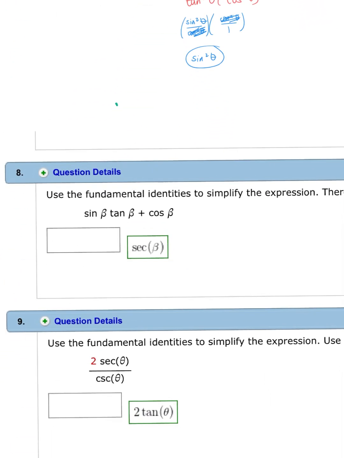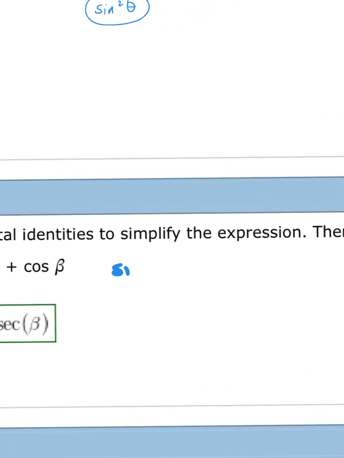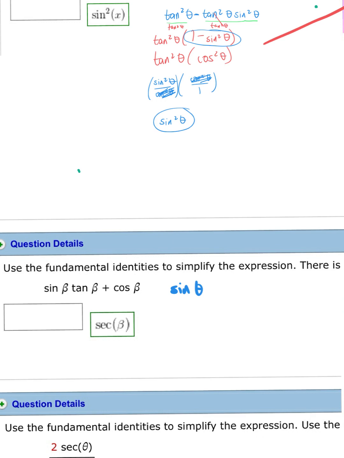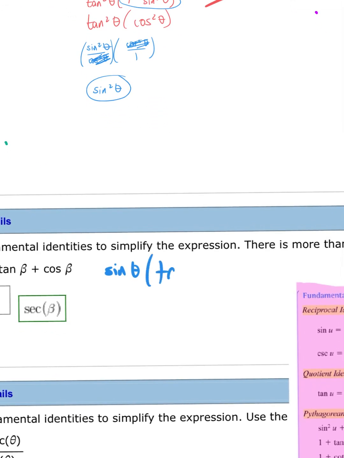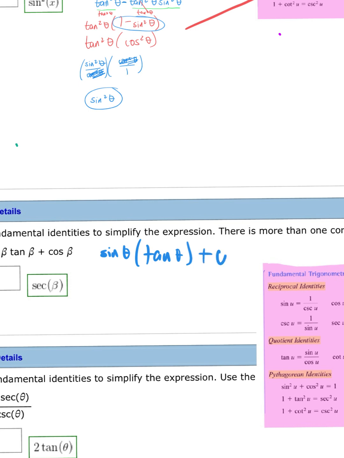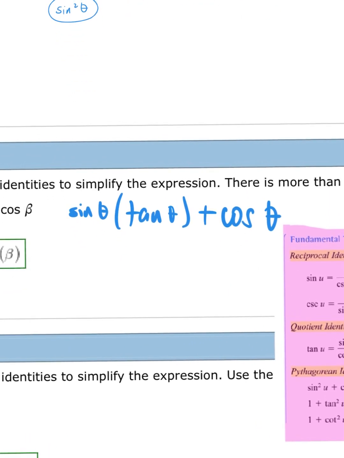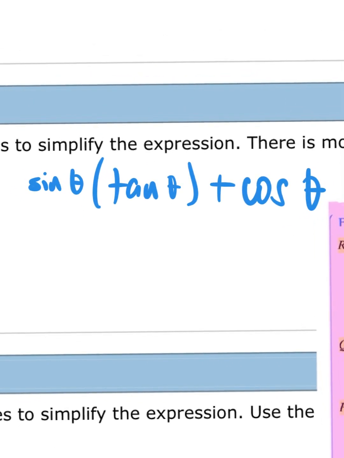All right, let's look at this next one. I'm going to rewrite it because I don't like the betas. So sine theta, tangent theta, plus cosine theta. All right, this one's a little different. We're going to have to think a little bit. Let's think a little bit. All right, first question. Is there a trig function squared that has a plus or minus 1 attached to it? No. Okay. Darn. That plus sign's a problem, though.